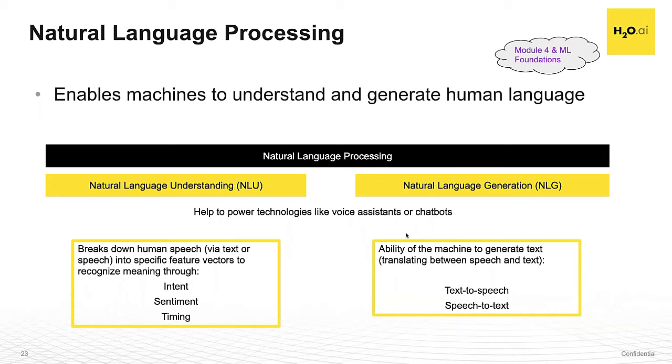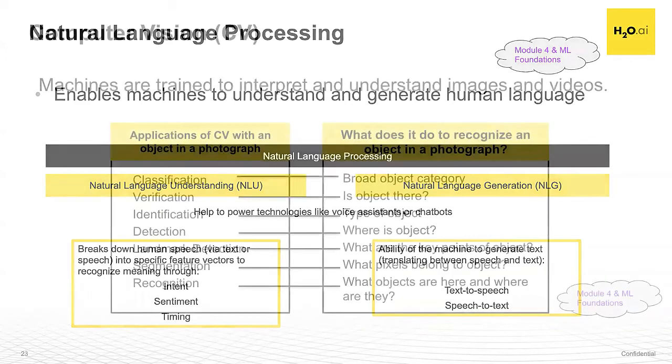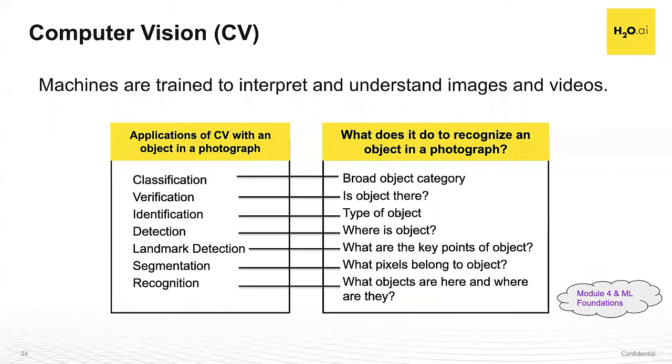NLG, on the other hand, allows the machine to generate text, either by doing something like speech to text or text to speech, which is also reliant on grammar rules. So at a high level, that's what natural language processing is. If you have more questions, definitely tune into Module 4 for that.